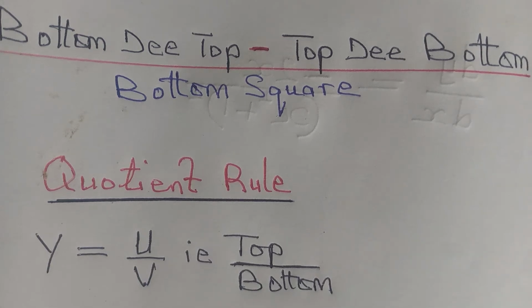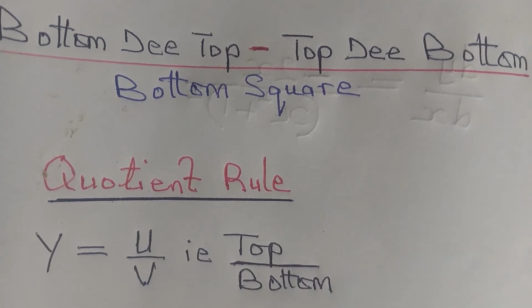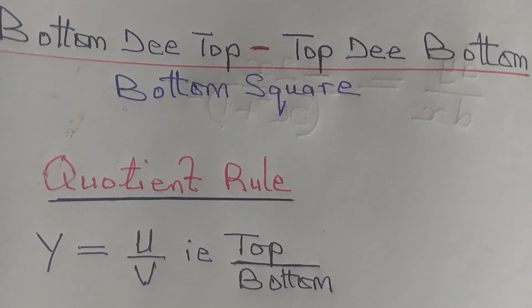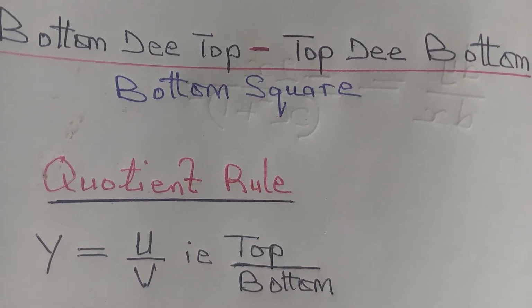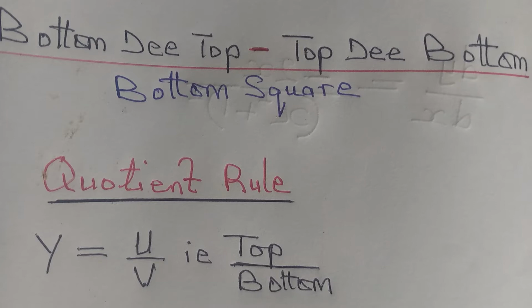Bottom the top minus top the bottom all over bottom square. A very good melodious song, right? I know some of you will be wondering, what is this man saying? Fine, yes. Bottom the top minus top the bottom all over bottom square.